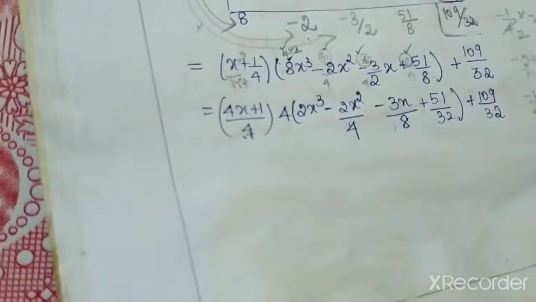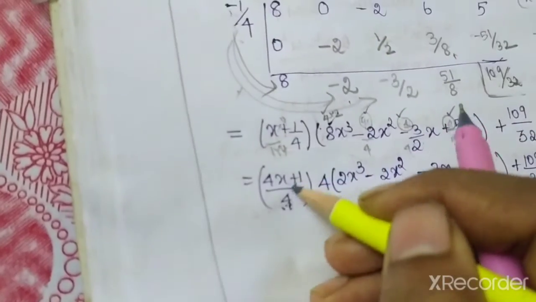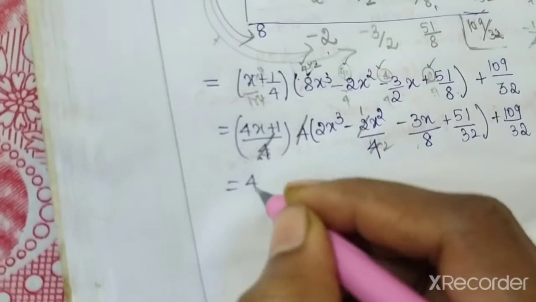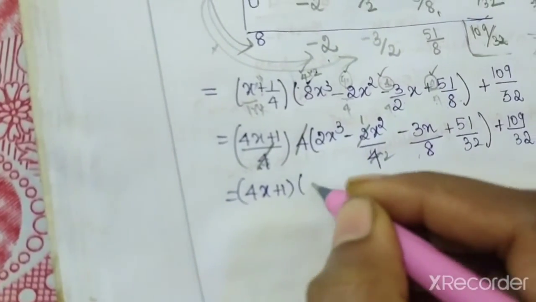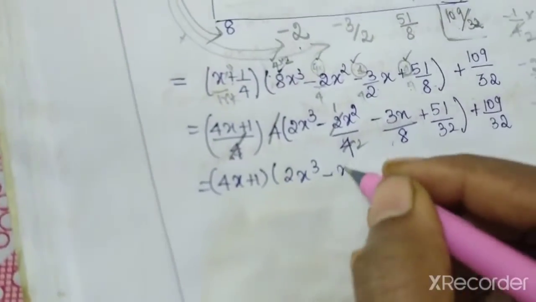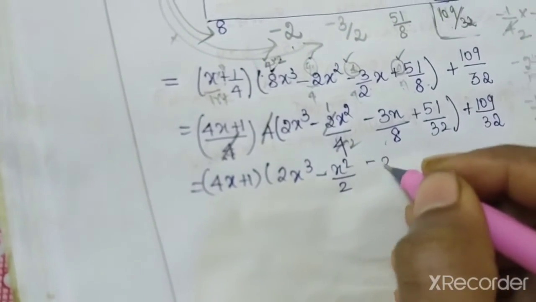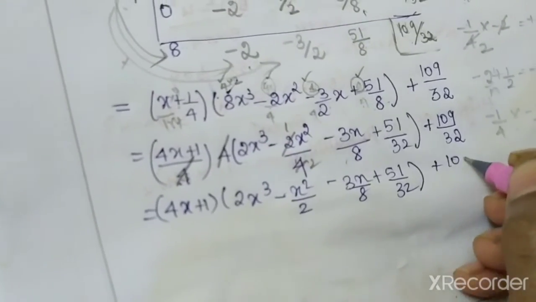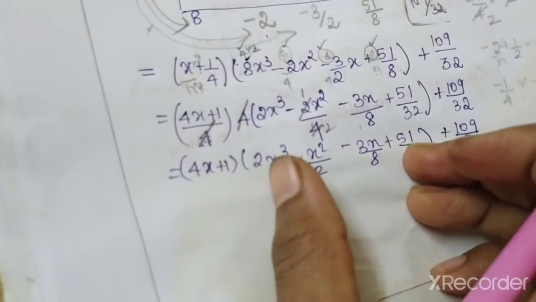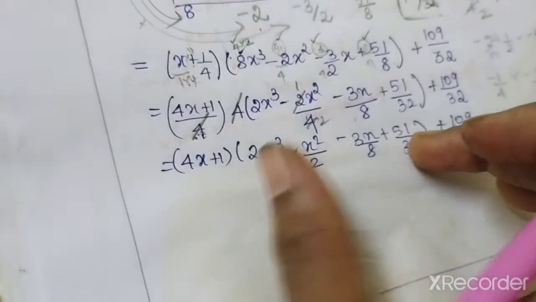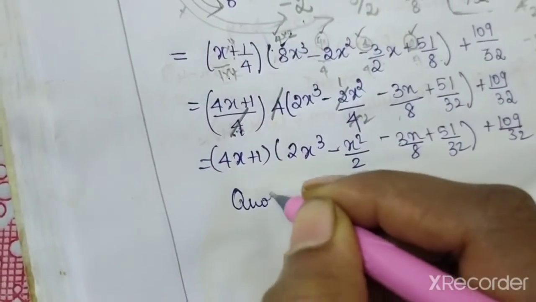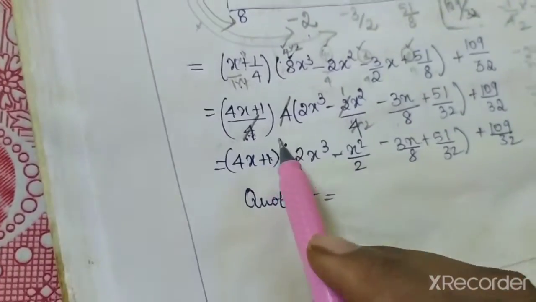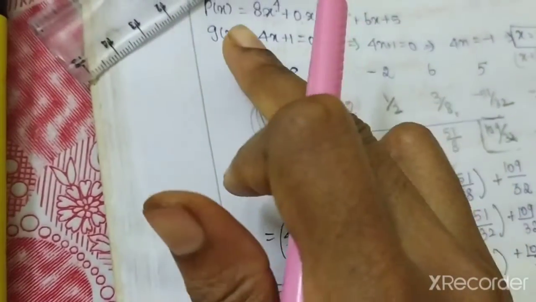Okay. So what can I do in this place? I can cancel this, and this place is a 1, this is a 2. So I can write my answer as 2x cube minus x square by 2 minus 3x by 8 plus 51 by 32 plus 109 by 32. So you find out these terms, right? This term is your quotient. If you multiply this term, because you are dividing by this term, right? So this is a factor of this overall polynomial.